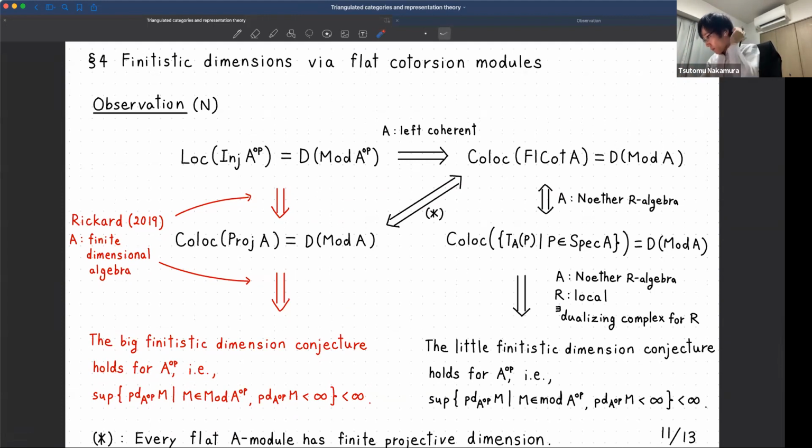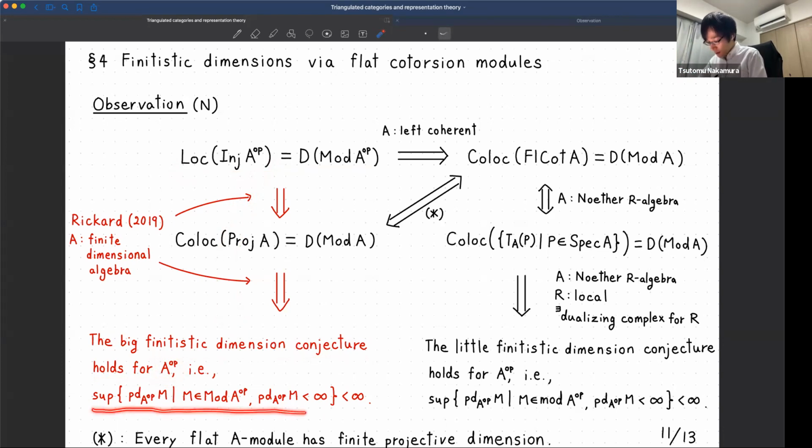A recent paper by Ricardo proves that if the derived category of A-modules is generated by injectives, here this denotes the smallest triangulated subcategory closed under arbitrary direct sums, namely the smallest localizing subcategory, then this equality can imply that the big finitistic dimension conjecture holds for the ring A, where A is a finite dimensional algebra.